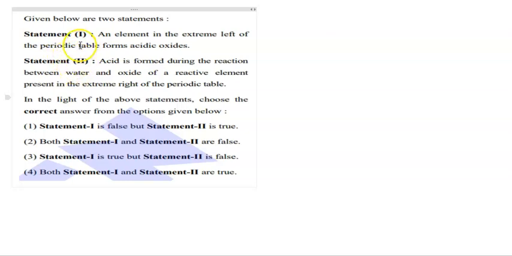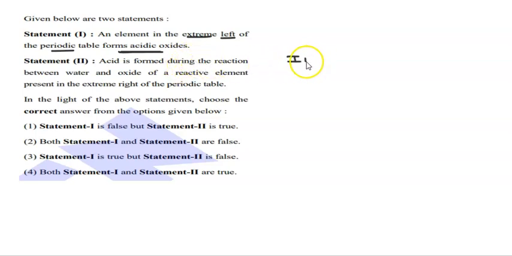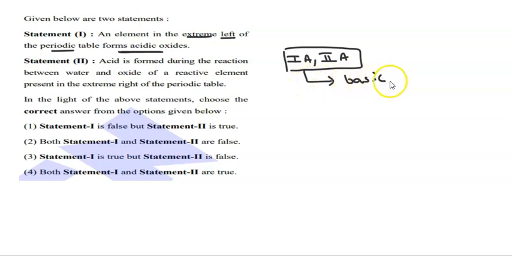So here, statement 1: an element in the extreme left of the periodic table forms the acidic oxide. The extreme left of the periodic table has s-block elements from group 1A and group 2A. Most of them are metals which form basic oxides. The best examples are Na2O, K2O or CaO. All these are basic oxides, not acidic oxides. So statement 1 is wrong.